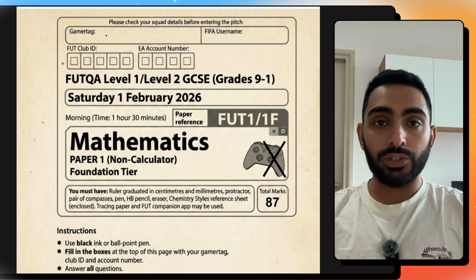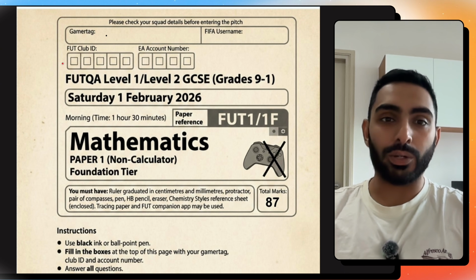There's going to be a range of questions on foundation and higher topics. Once you've completed this paper, I'd recommend you look at actual past papers from your exam board, and that'll be the best form of revision. Now that we've got the introduction sorted, let's get straight into it.